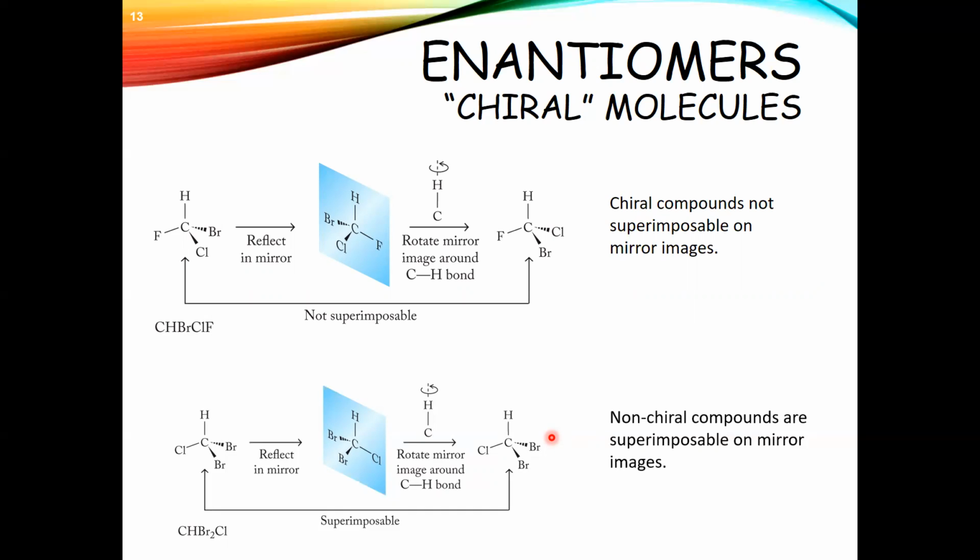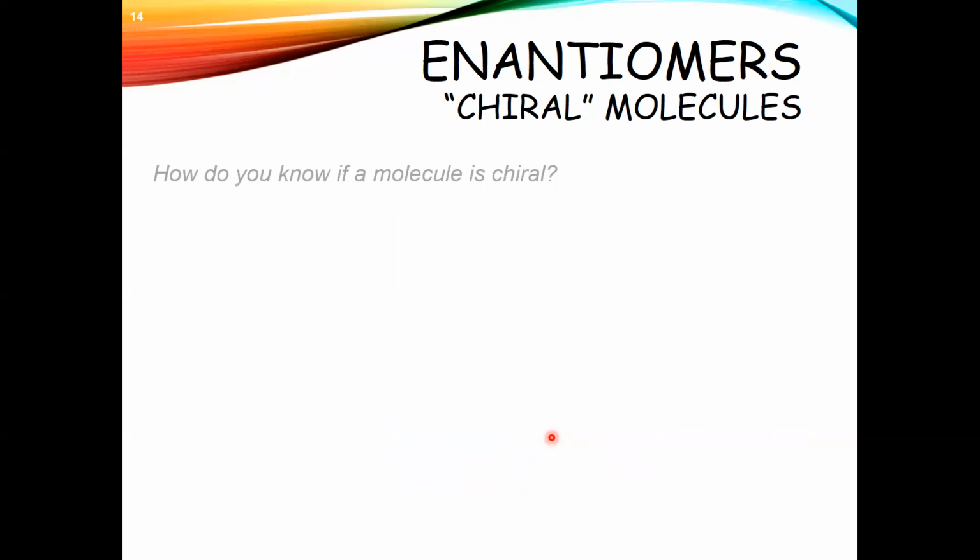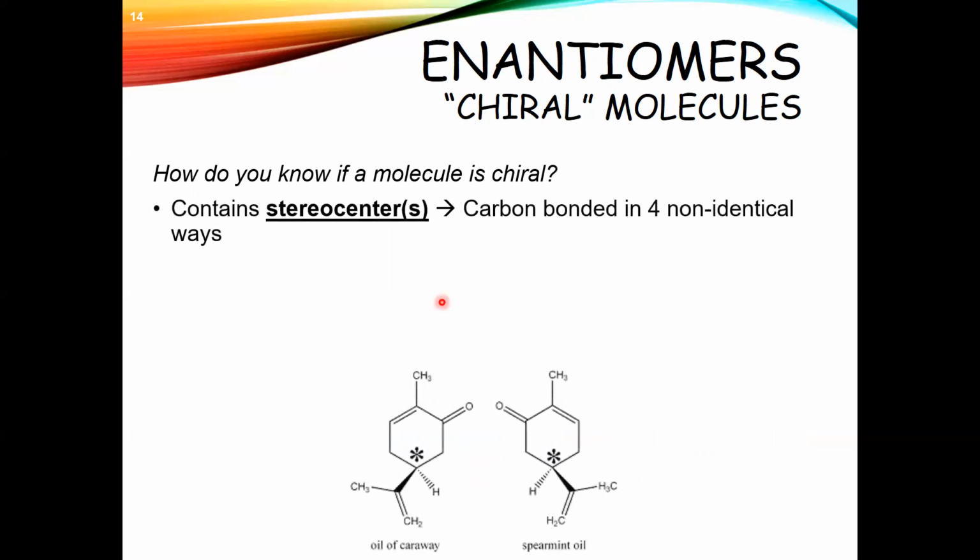Okay, that seems really complex, and it is, but it's actually not too bad to determine if a molecule is chiral, if it's going to have an enantiomer. So the way you're going to figure this out is you're going to look for a stereocenter. If a molecule has a stereocenter anywhere in it, it's then a chiral molecule. And these stereocenters are found by looking for carbon that's bonded in 4 non-identical ways.